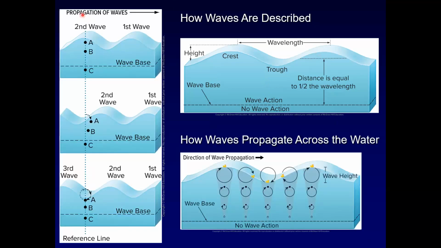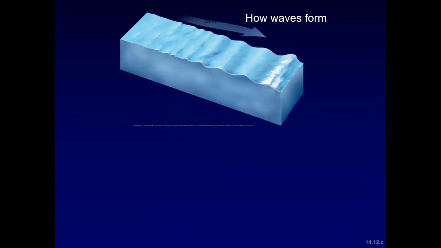So you have like propagation of waves shown here. So second wave, first wave, wave base, under which there is no wave action. And we see with this direction of wave propagation, more movement towards the top, less, until you get down to the wave base where there's no wave action. That's the circular motion.